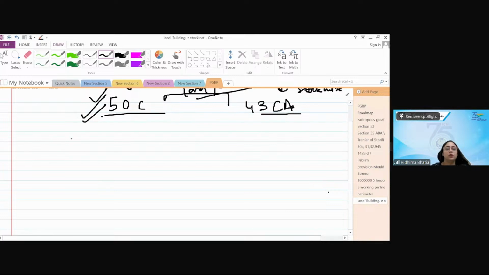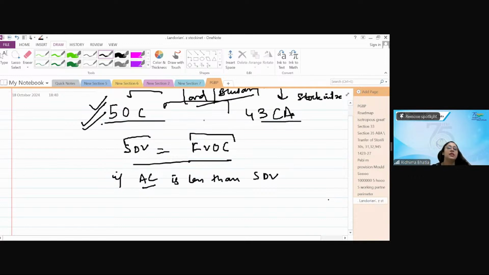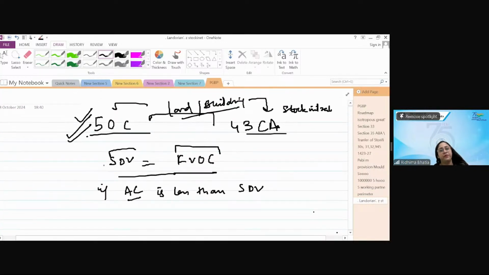Now, 43CA provides that your stamp duty value would be considered as your full value of consideration if the actual consideration is less than your stamp duty value. If your actual consideration is less than the stamp duty value, then instead of actual consideration, your stamp duty value would be considered as the full value of consideration. This is what section 43CA talks about: land and building when held as stock in trade. When held as investment, it would be 50C.